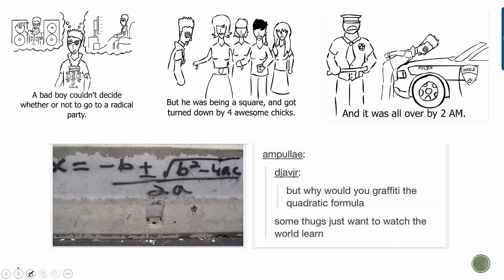So here's some things to help you remember. A bad boy couldn't decide whether or not to go to a radical party. This is the negative b. Couldn't decide, plus or minus, radical party, like a radical, square root. But he was being a square and got turned down, so negative, by 4 awesome chicks, 4AC. And it was all over by 2 a.m., all divided by 2a. And then I just find this one funny. Somebody graffitied the quadratic formula, and then someone responded, "Some thugs just want to watch the world learn."